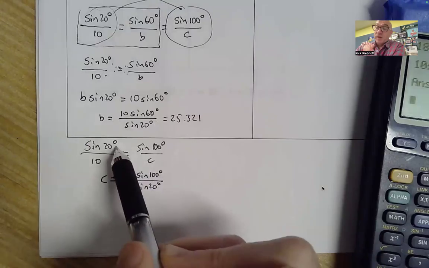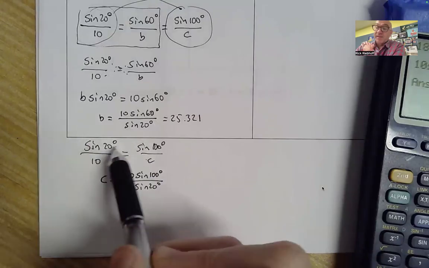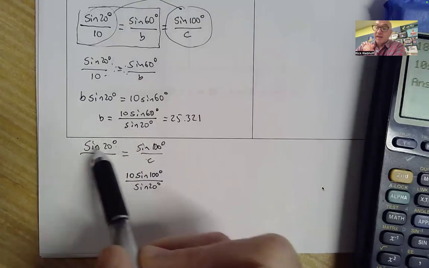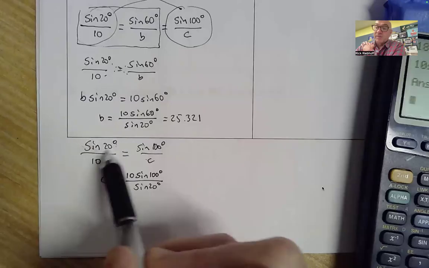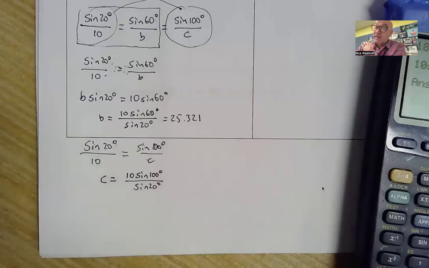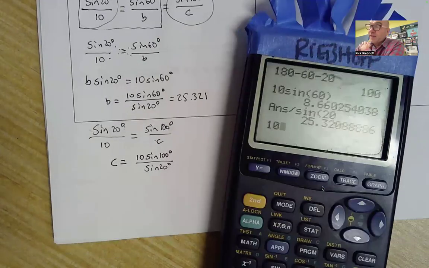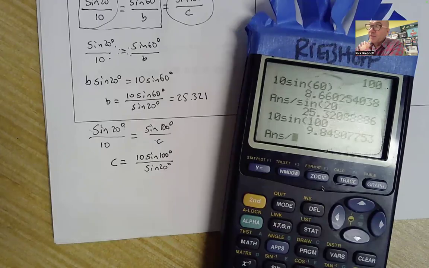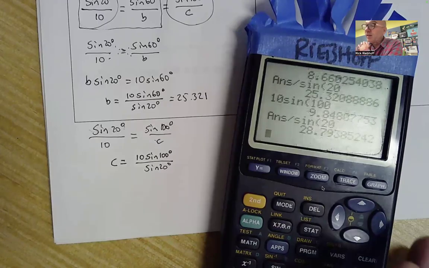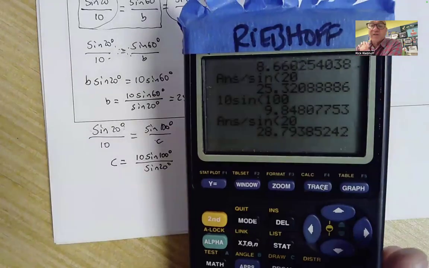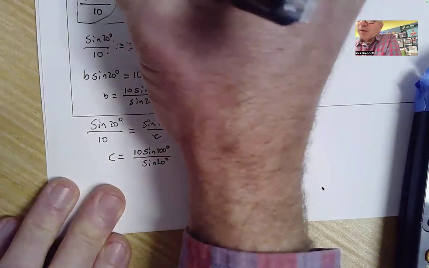Okay, but again, we could do cross products. We'd get C times this equals 10 times this. Then I would need to divide both sides by sine of 20. So that's how I would get this. All right, so let's plug it into our calculator. Ready? 10 sine of 100 equals divided by sine of 20 equals. And there we go, 28.794.